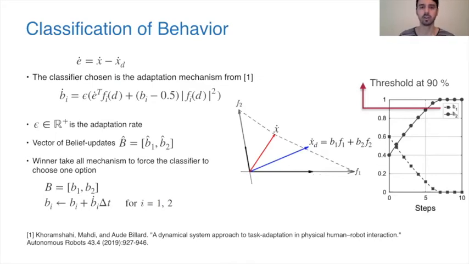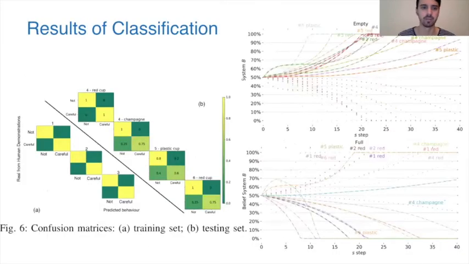And in order to force our classifier to pick either careful or not careful motion, we use something called a winner-take-all mechanism, which, when the belief starts to favor one over the other, adds more weight to this belief and reduces the weight of the other, in order to pick one of the motions as soon as possible, without continuously switching or being undecided for too long.